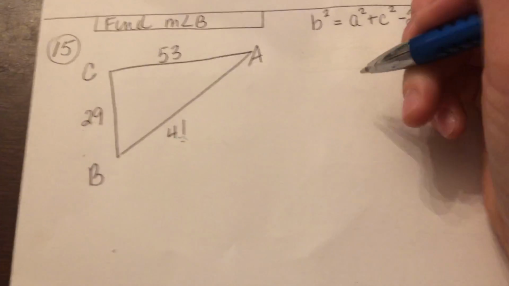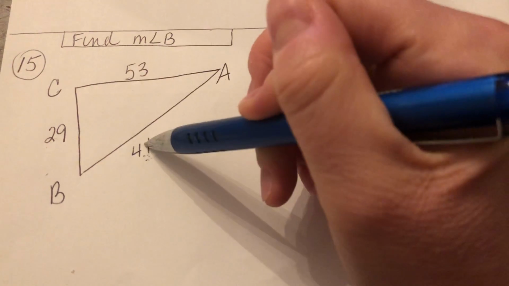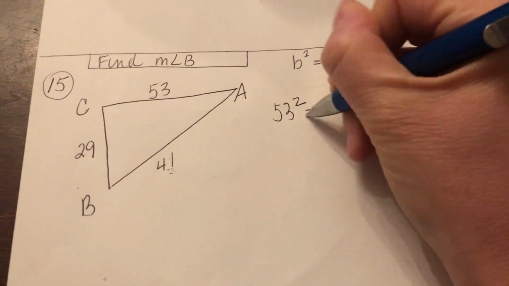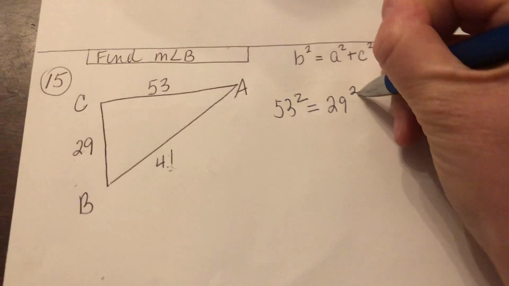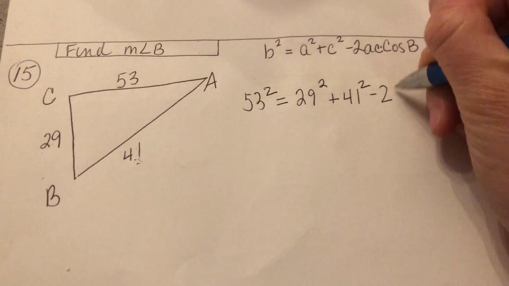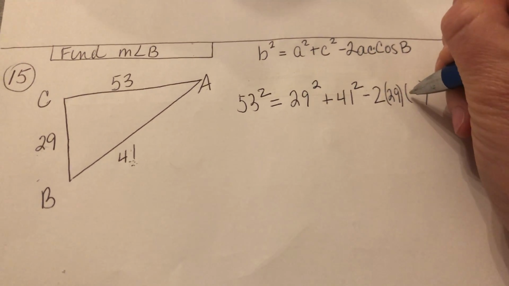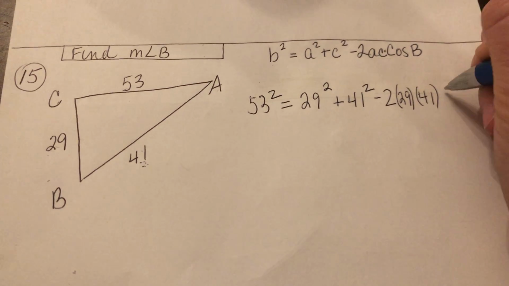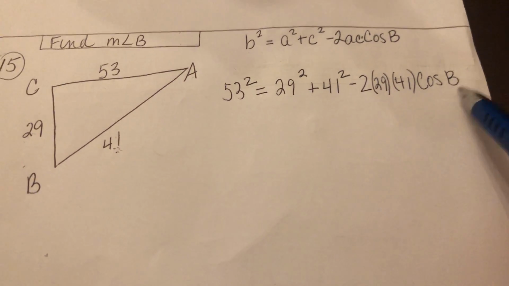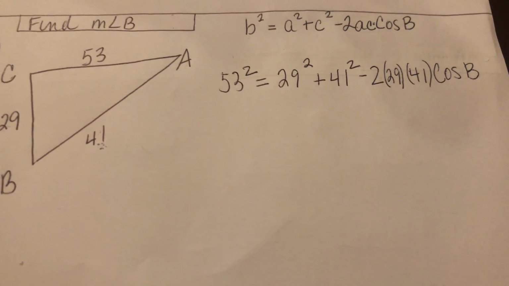Okay, so let's fill it in. Again, my little b is right across from here, my little a is this 29, and my little c is 41. So b squared, that's 53 squared, equals my a squared, 29 squared, plus c squared, 41 squared, minus 2 times a times c. So a is 29, c is 41, times the cosine of b, which we don't know. Notice that's the only variable we have here. We don't know what the angle b is.